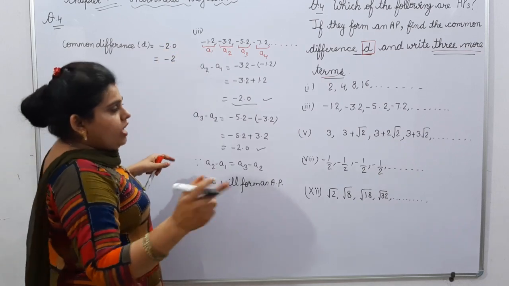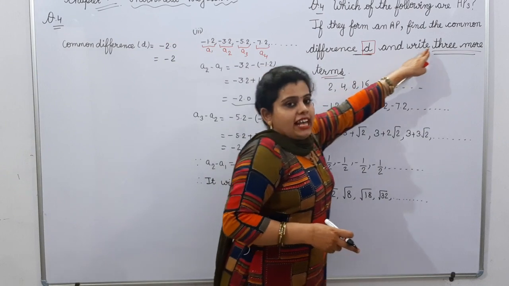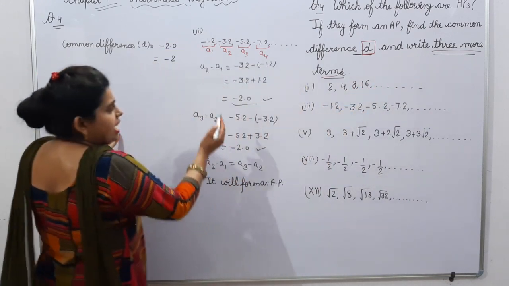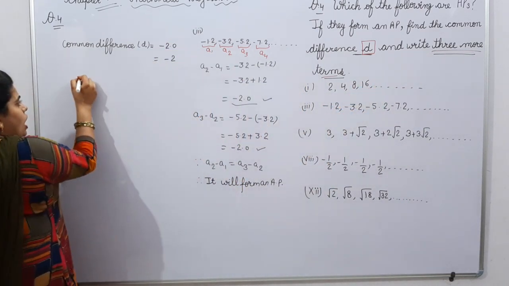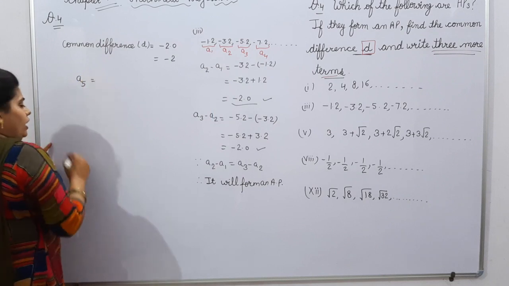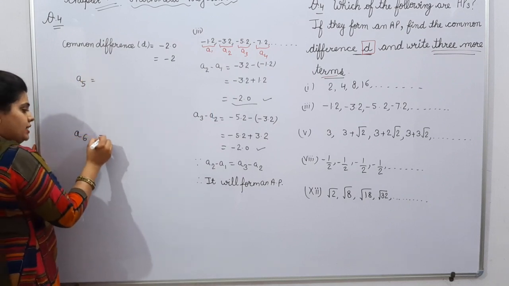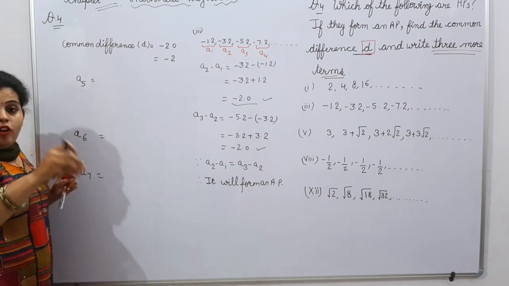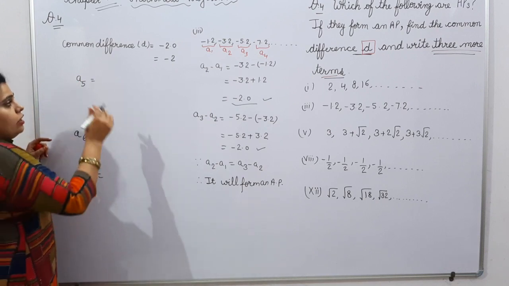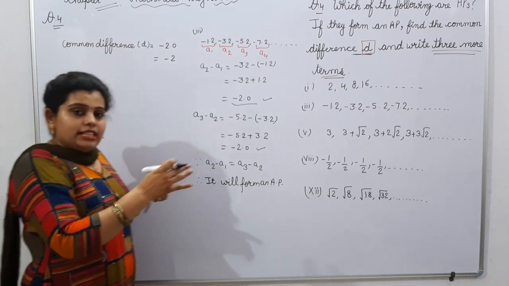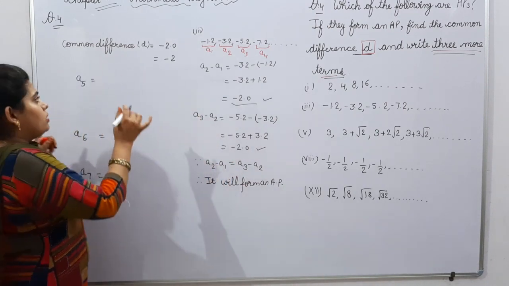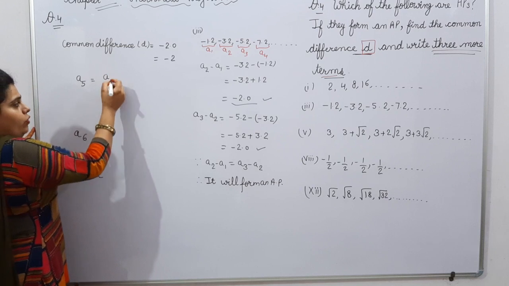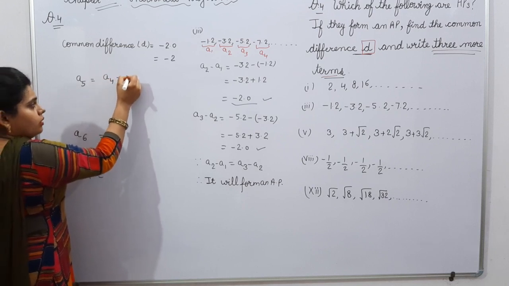Now what do we have to find? We have to find the next three terms. How many terms are given? 4 terms. Now we have to find A5, A6 and A7. These next three terms we have to find. How will we find them? By adding this common difference to the preceding term. Now A5 will be equal to A4 plus D.